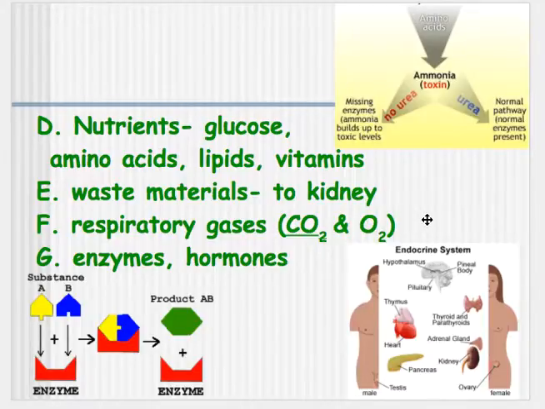Then we also have respiratory gases. CO2 and O2 are going to be in our blood. Obviously, we've talked about that pretty extensively. And then you're going to have enzymes and hormones as well. So, of course, hormones are going to be chemicals that send signals from glands to other organs in your body, and so forth.